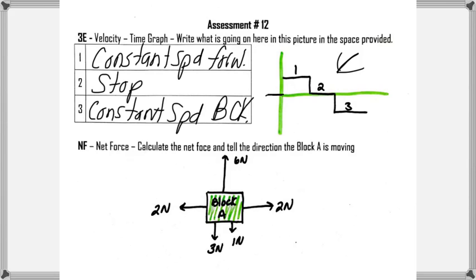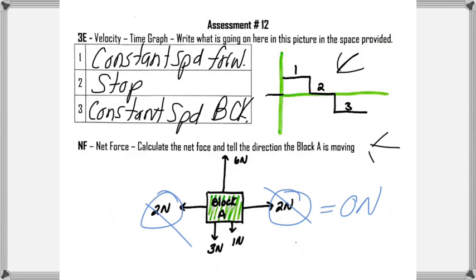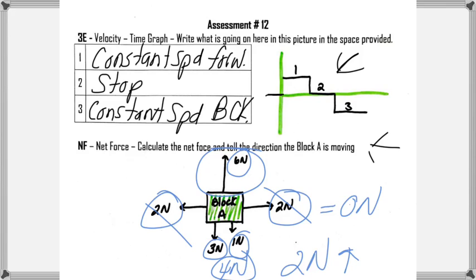All right, next, this one is where we're at. All right, so it says calculate the net force, tell the direction the block A is moving. Okay, and I'm going to use a different color. So you've got 2n and 2n. 2n minus 2n equals 0n, so these guys are canceled out. 3 plus 1 equals 4 newtons, and 4 minus 6 equals 2 newtons, and it would be going up. And why is it going up? Because the 6 is bigger than the 4. That's why. All right, next.